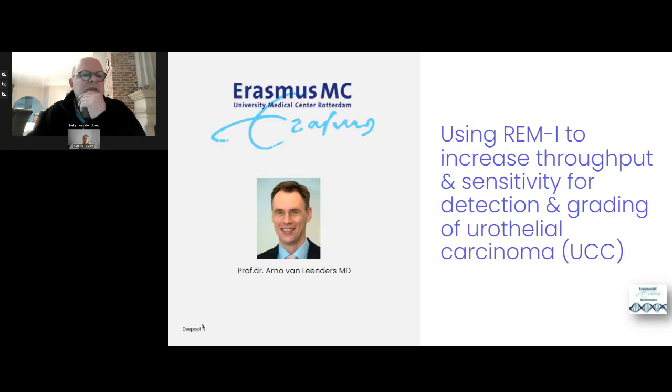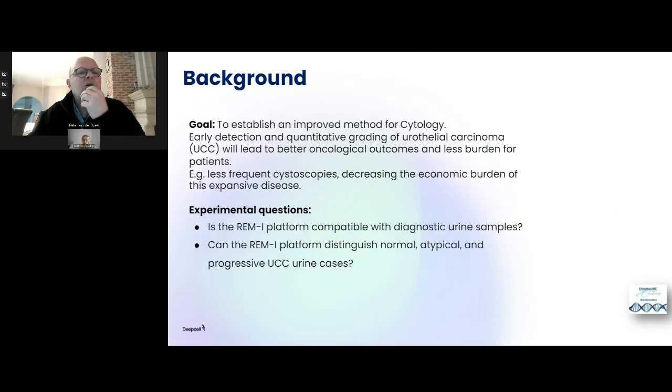So in the group of Professor Arno van Leenders, they're studying urothelial cell carcinoma. So we wanted to study whether the REM-I machine can increase the throughput, but also the sensitivity of the detection of this type of cancer. So our goal is to improve cytology in general. And when we were working with the prototype of the deep cell machine, we could not yet sort the cells. So we could bring them along the camera, photograph and count them, but we could not yet at that stage sort because that functionality was not yet in.